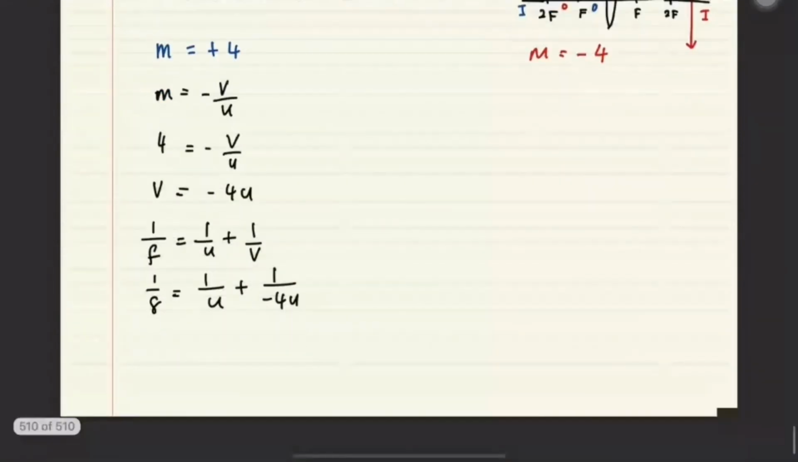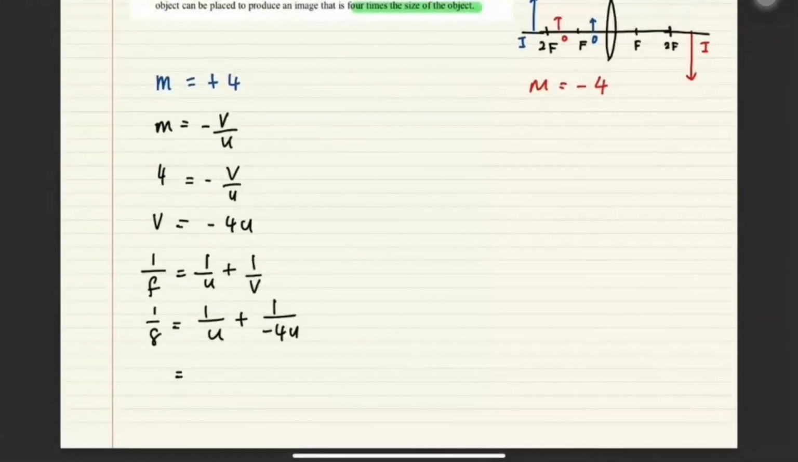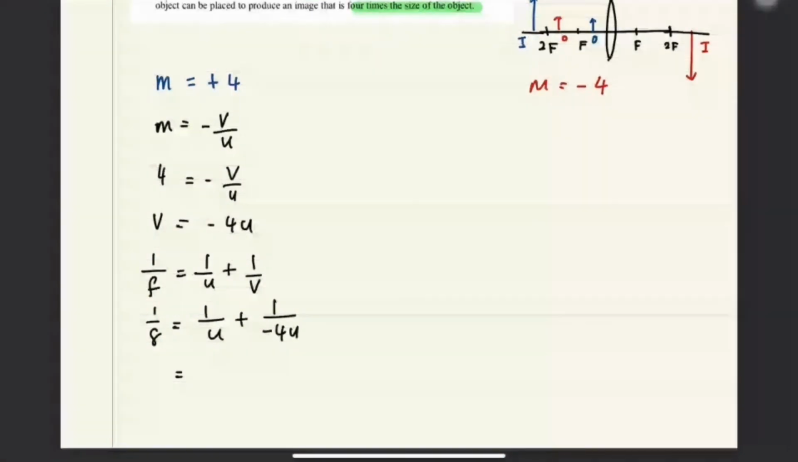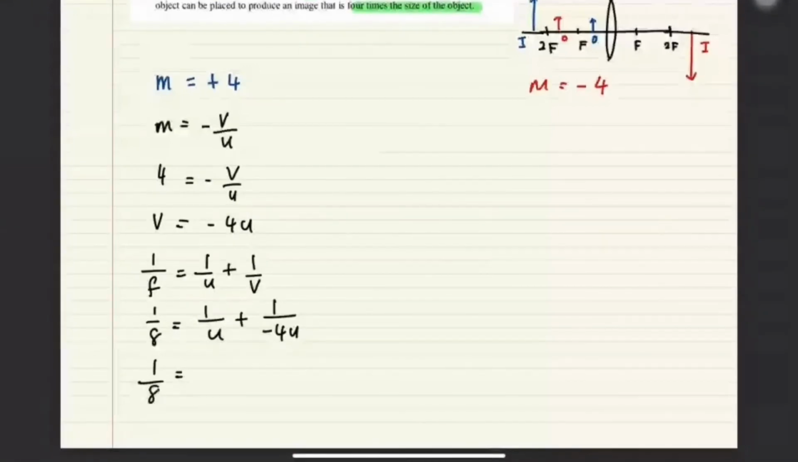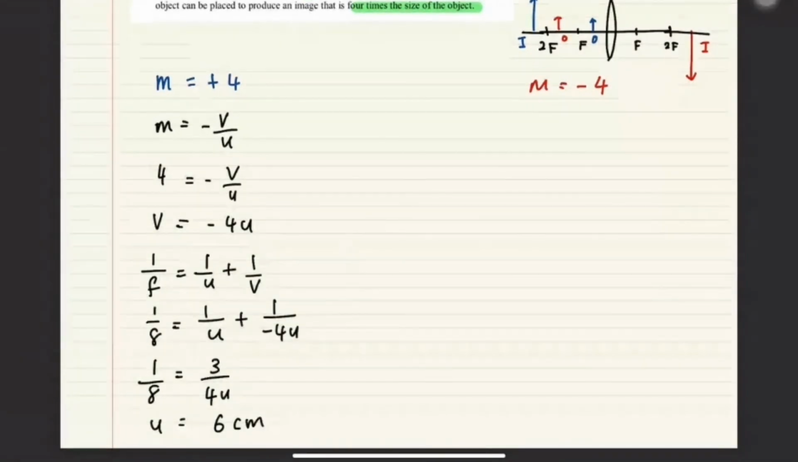So basically 4 per U tolak 1, 3 per 4U. Okay, kita buat satu persatu lah. 1 per 8 sama dengan 4 tolak 1 is 3 over 4U. Okay, then you can cross multiply. 4U sama dengan 24. U sama dengan 24 divided by 4, which is 6. Okay, you can check lah.